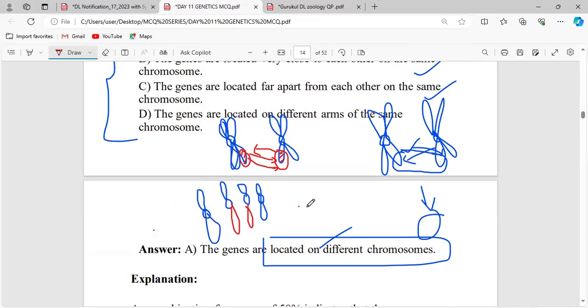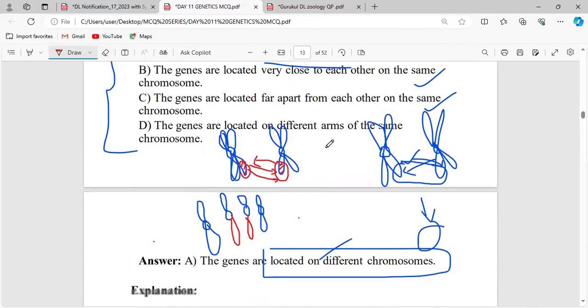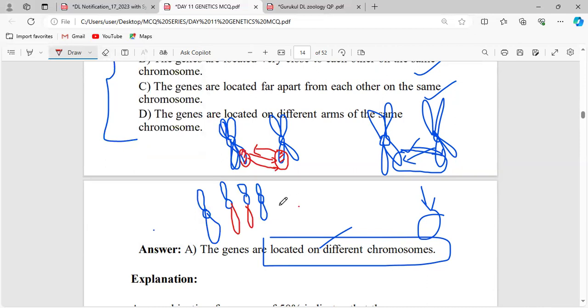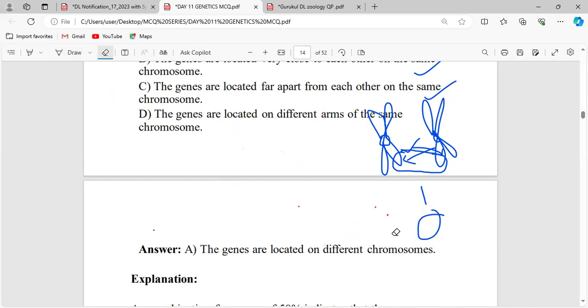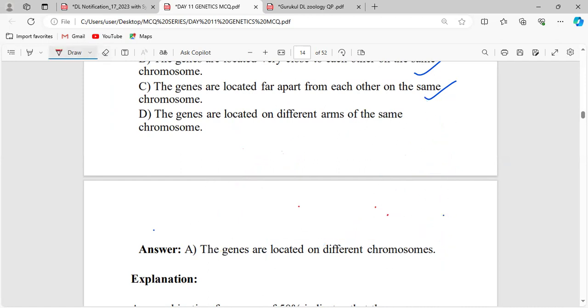So 50% recombination happens whenever the genes are present on different chromosomes, because in total we are getting 100%. Two will be recombinants, and the remaining two will be half recombinant and half parental combination. So the recombination frequency will be 50% here. This is how you have to calculate the recombinant frequency, whether it is 50% or 20% like this. Clear? Everybody clear?